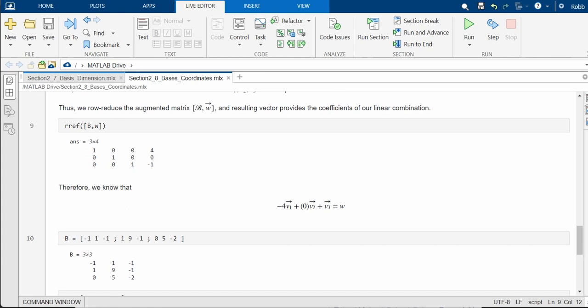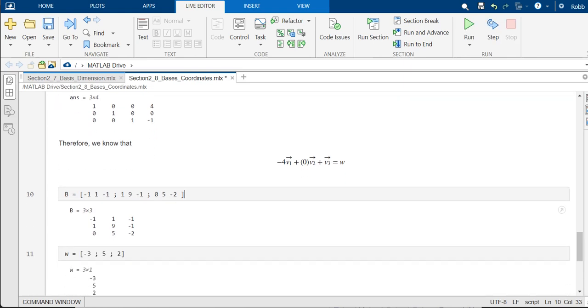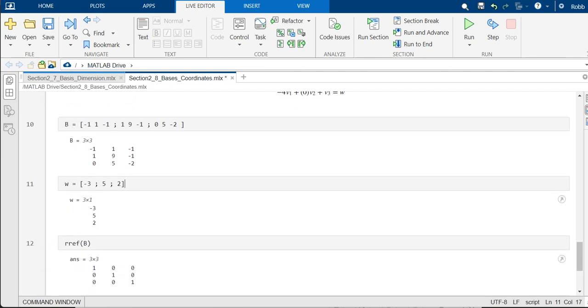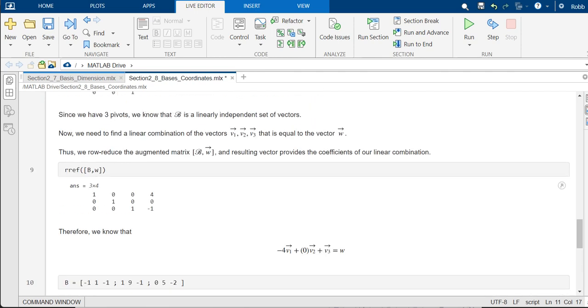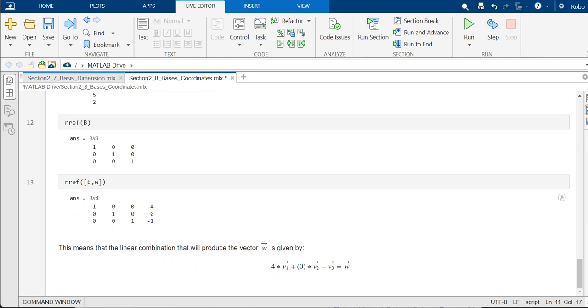So what we're saying is that our coefficient C1 is right here, and our coefficient for V3 is right here. And I'm worried about those minus signs. Let's just double check. Okay, so here we have this matrix B and this matrix W. I'm sorry, maybe I did it down here. Ah, there we go. This makes more sense.